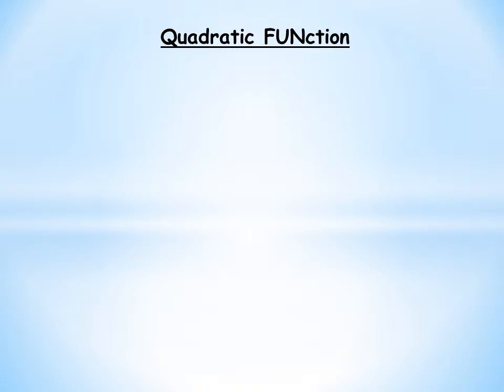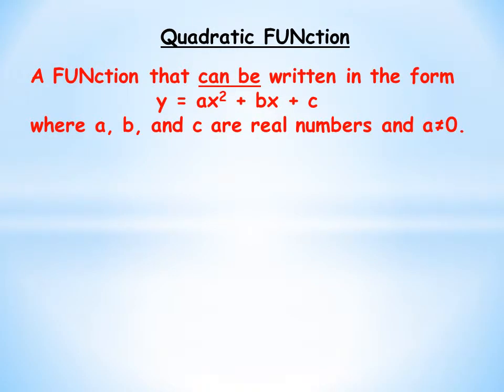So let's talk specifically about quadratic functions. A quadratic function is defined as a function that can be written in the form y equals ax squared plus bx plus c, where a, b, and c are real numbers and a does not equal 0. Obviously, a cannot equal 0 because if a equals 0, then that x squared term would also be 0. And if that term goes away, then you're really left with a linear function. So a quadratic function is really a function that has an x squared in it.